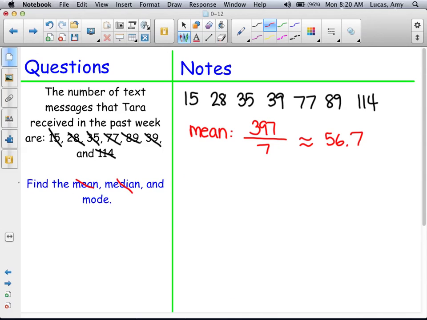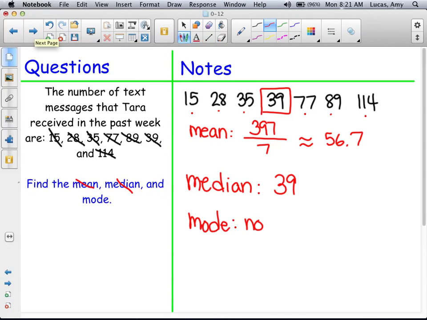The median. The median is the middle number in an ordered set. If you have an odd amount of numbers, that means that one of the numbers is going to be the median. So my median is 39. And the mode is the number that occurs the most. Because all of these numbers occur once, there is no mode for this set of numbers.